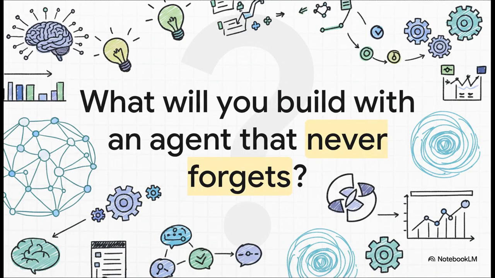So that brings us to the big, exciting final question. Now that we remove this huge barrier, now that agents don't have amnesia anymore, what are you going to build? What kinds of complex, long-term projects are now possible? A coding partner that grows with your project? A research assistant that remembers everything you've explored? The possibilities are wide open now. What can you create with an agent that never, ever forgets?